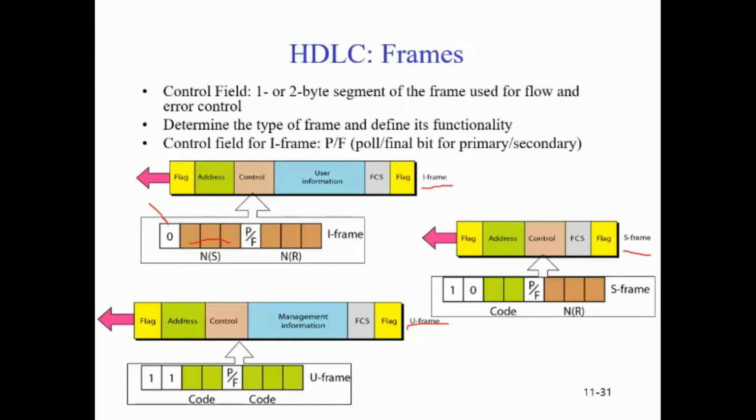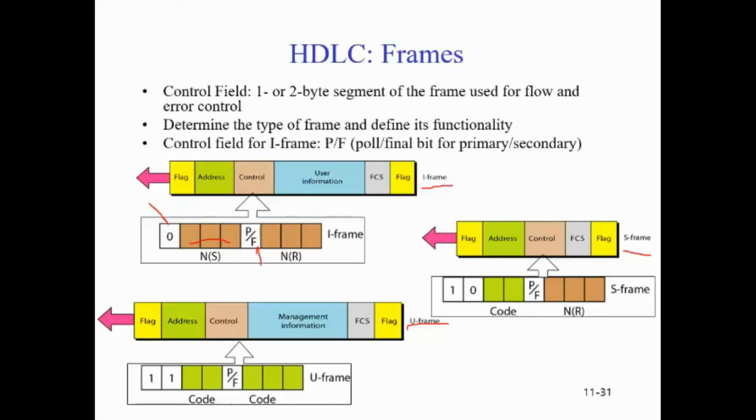The single bit between NS and NR is called the P/F bit. So this is the P/F bit here. The P or F field is a single bit with a dual purpose. It has meaning when it is set to 1 and can mean poll or final. It means poll when the frame is sent by a primary station to a secondary, when the address field contains the address of the receiver. It means final when the frame is sent by a secondary to a primary, when the address field contains the address of the sender.